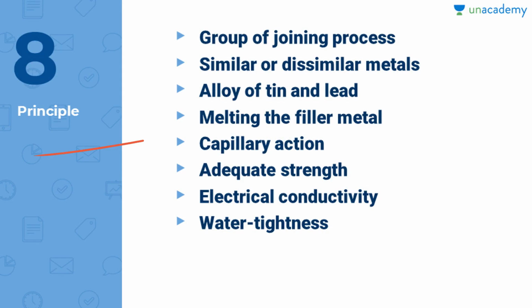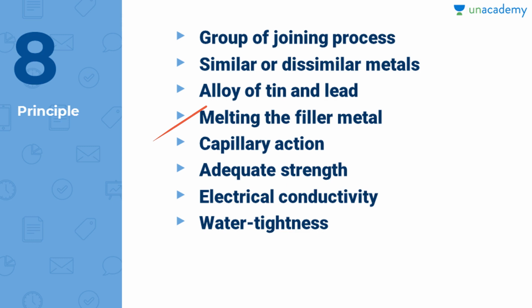Soldering is a group of joining processes used for joining similar or dissimilar metals by means of a filler metal whose melting temperature is below 450 degrees centigrade. The filler metal used is usually called the solder, which is an alloy of tin and lead in various proportions.